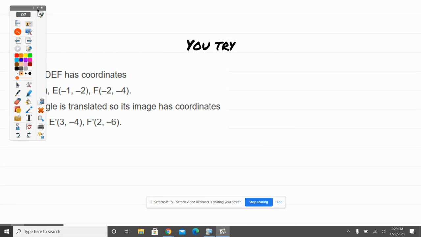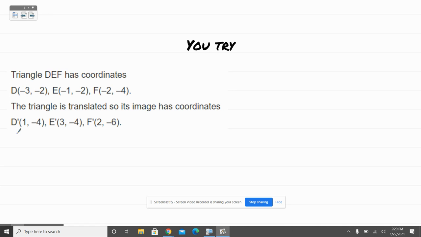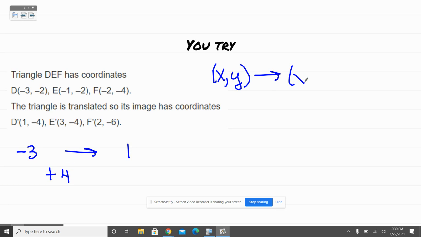So let's try this one. How did I get from D to D prime? Or E to E prime or F to F prime? Well, we took my X and Y and we got to figure out what the move was. How did I get from negative 3 to 1? Well, I had to get to 0 first, right? So I had to add 4. So I took the X and I added 4. How about the Y? How did I get from negative 2 to negative 4? Well, that's going lower. So I'm going down 2 to get to negative 4. That will be Y minus 2. So that would be the code.